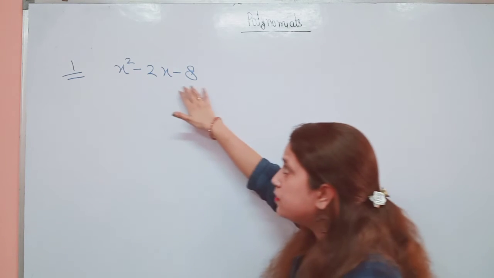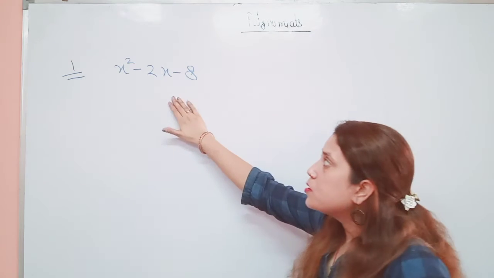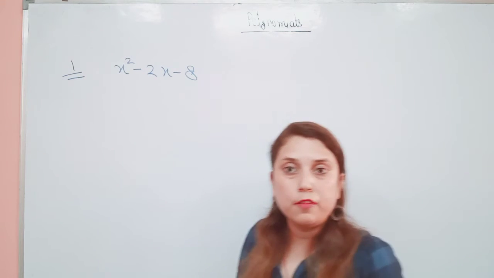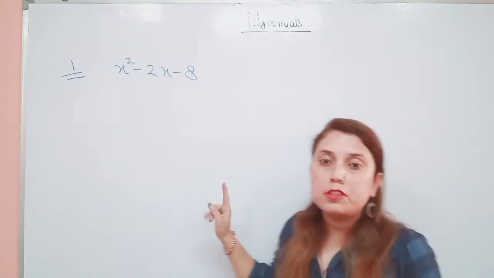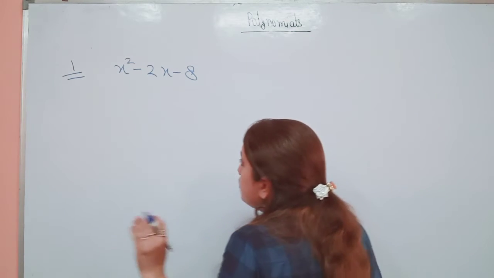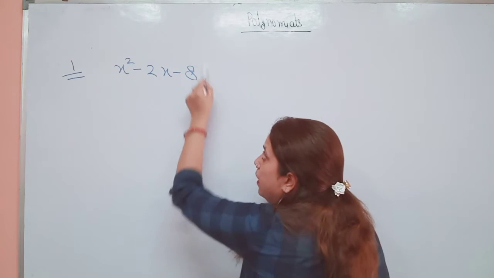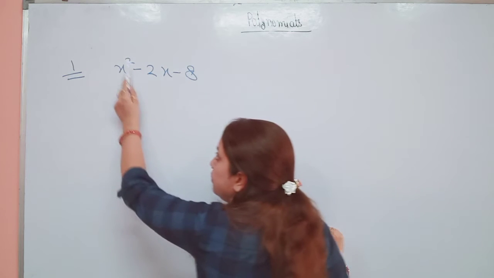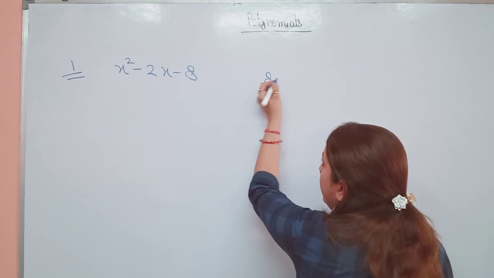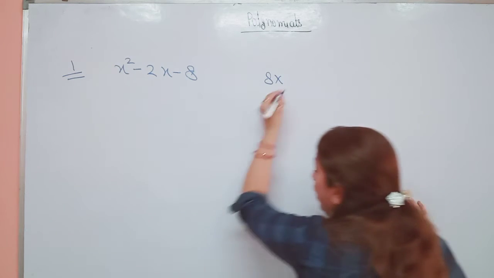How to find the factors of this given polynomial? Here it is a quadratic polynomial, so we use the middle term splitting method. You have already done the middle term splitting method in class 9. Now let's recall. How to do the middle term splitting method? First we check the last constant term and the coefficient of x square. Here the constant term is 8 and the coefficient of x square is nothing, it means it is 1.